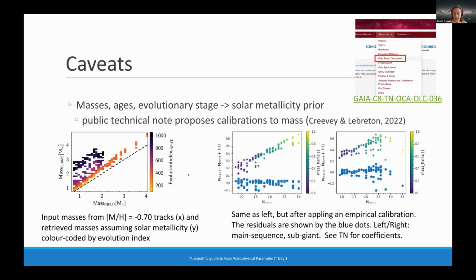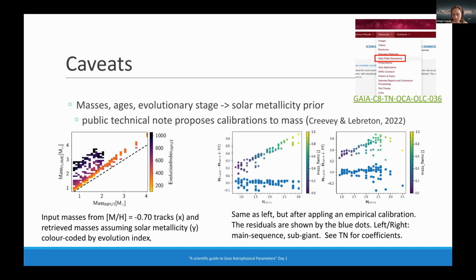Here are some examples of tests that we did. For example, we took simulated data using metallicity equals minus 0.7. These are again the BaSTI tracks. Then we try to retrieve the masses assuming a solar metallicity, which is basically our assumption. We want to quantify the impact of the solar metallicity assumption on our results, and this is what I'm showing here.